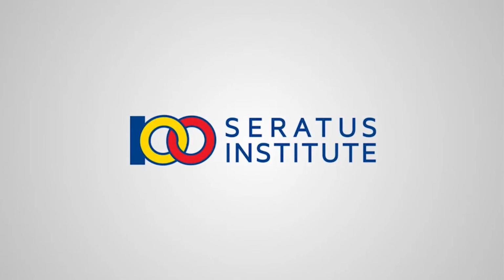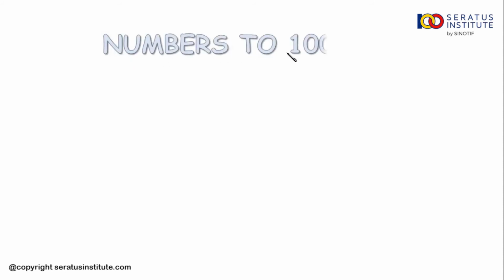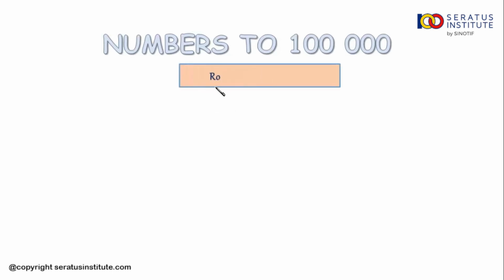Hello Sobat 100, still with me Siti Akhiria in the Sinatif Institute program. This time we are going to talk about numbers to 100,000. This section is the last section of this chapter. The section is rounding and estimation. In this section there are 5 main points that we will discuss.